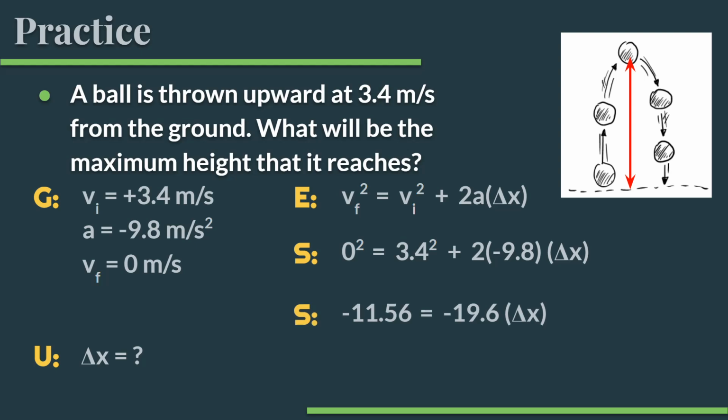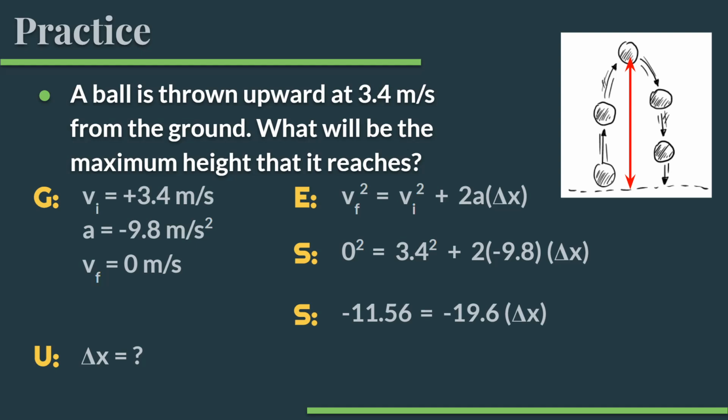I did a couple of steps here, so let me explain what I did. I squared it, I got 11.56, and then I subtracted it over here. That's why it looks like this down here. It becomes negative 11.56, because 0 minus 11.56 is negative 11.56, equals 2 times negative 9.8, which is negative 19.6, times delta x. I did not write all my steps here, and I probably should have, but hopefully you can follow along. Again, I still need to isolate my variable delta x. I need it by itself, so I need to divide both sides now by negative 19.6.